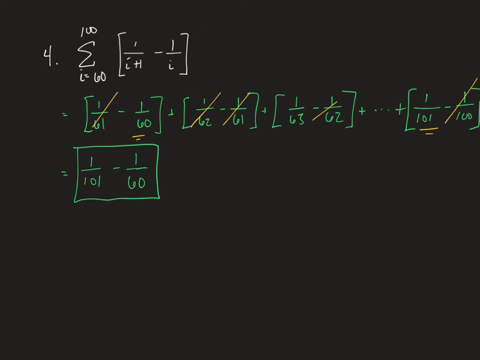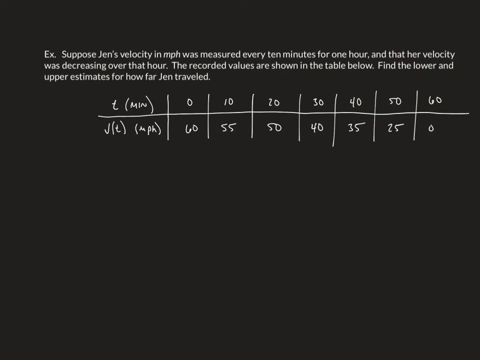to a certain value. All right, the next thing I want to do is take a look at the fifth example in the practice problem set. So this was the situation with Jen's velocity, and the velocity is given in miles per hour. It's measured every 10 minutes, and this table shows the data for 1 whole hour.